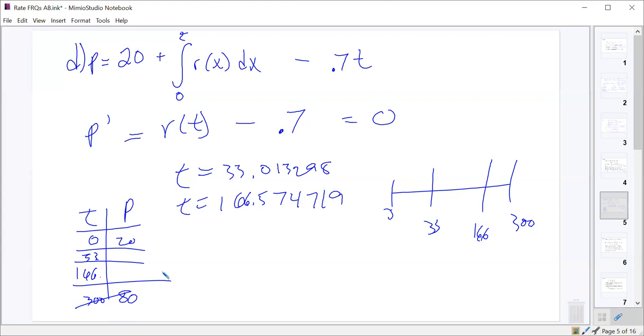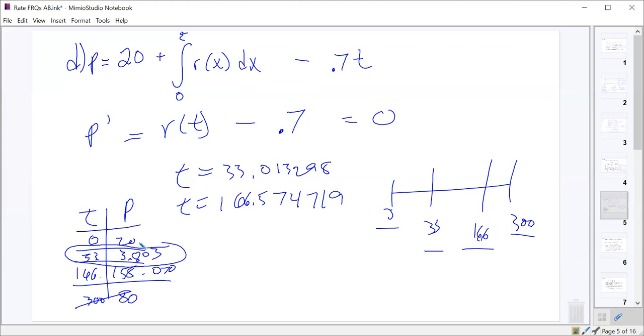Then we just need to evaluate this function at 33 point whatever and 166 point whatever. So just evaluate the integral from 0 to 33 of r minus 0.7 times 33 point whatever, and then add 20 to it, and you get 3.803. And when you do it for 166, you get 158.070. And because the only place where we could be at a min or a max is at a critical value or at an endpoint, the lowest of the critical values and endpoints is 3.803. So that's the least number of people ever in the line. It happens at T equals 33.013298.